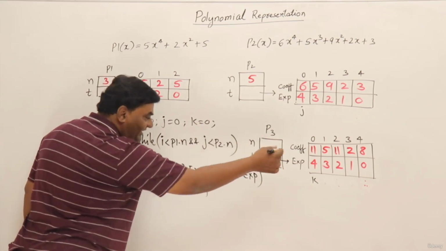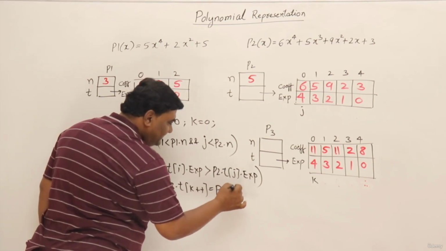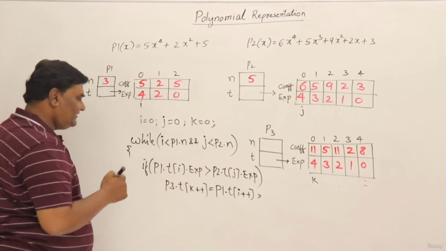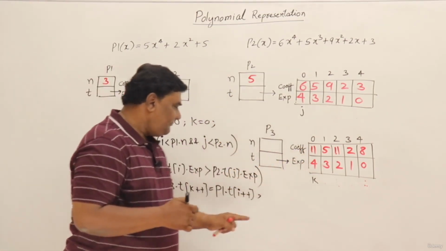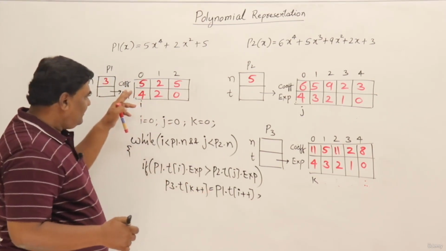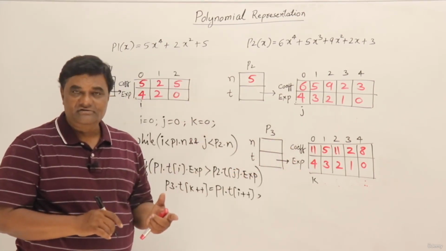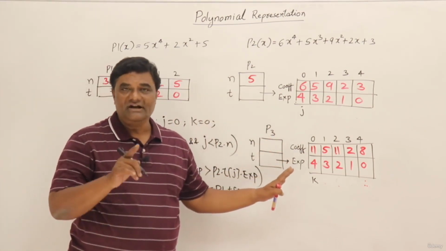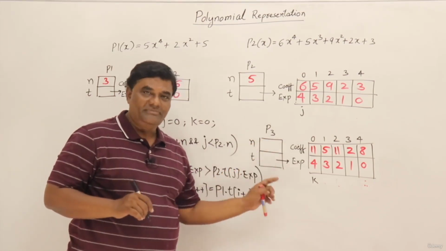Afterwards we should move k. Assign with P1 dot t of i plus plus also. Here also after copying we should move i. See, for copying I should copy coefficient and exponent. But I am not saying dot coefficient or dot exponent. We don't have to. Both the values will be copied. When you are assigning a structure to another structure, all the members will be copied in C language. So you don't have to worry about copying each and every one individually. So it will be copied.